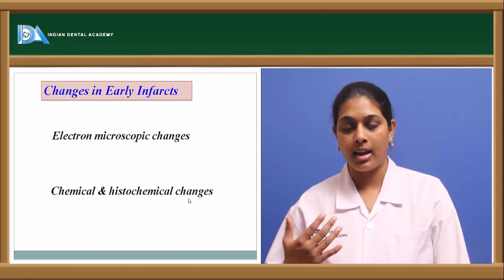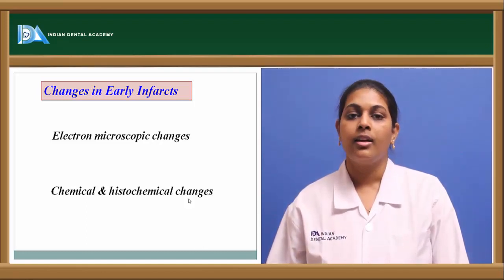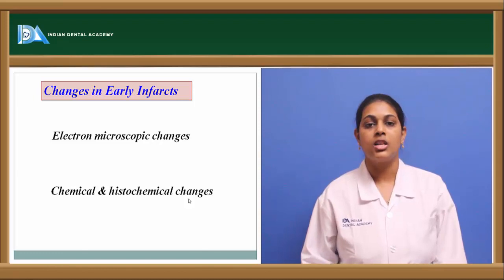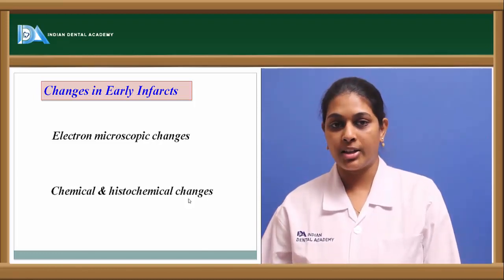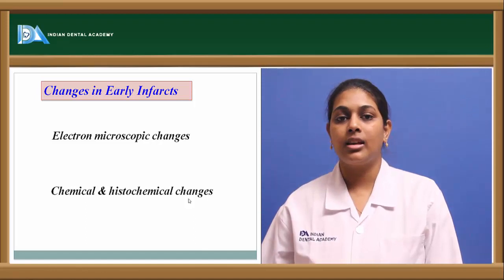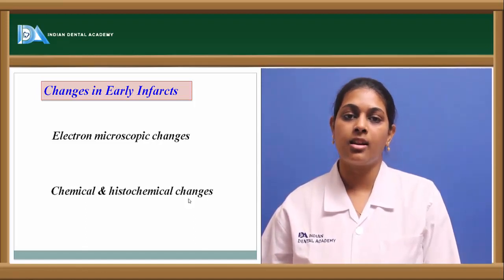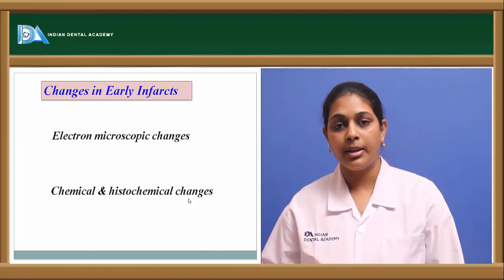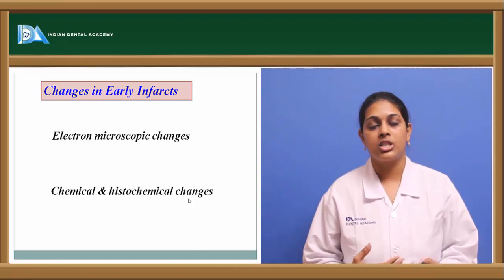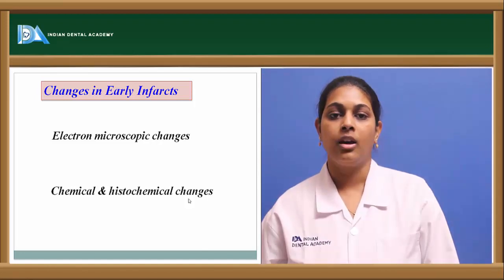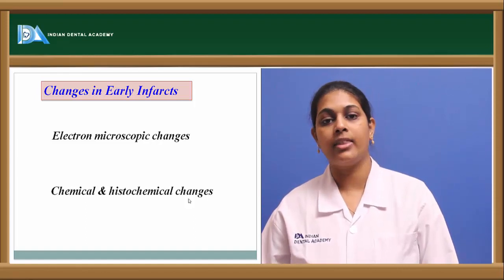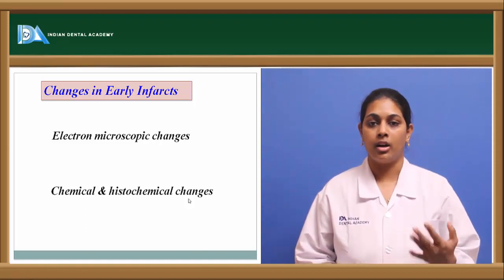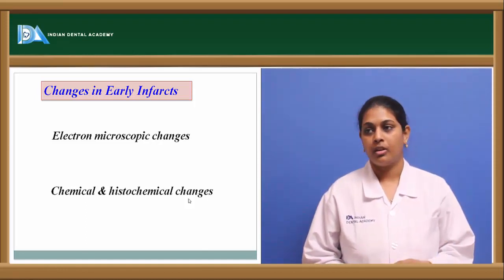Along with that, there are certain chemical as well as histochemical changes. The glycogen deposits are completely depleted, completely lost. Biochemically, the amount of lactic acid increases, as does sodium in the ischemic tissue, and there is loss of potassium from the ischemic fibers. All these are changes which can be seen at the electron microscopic, chemical and histochemical levels in a myocardial infarction.